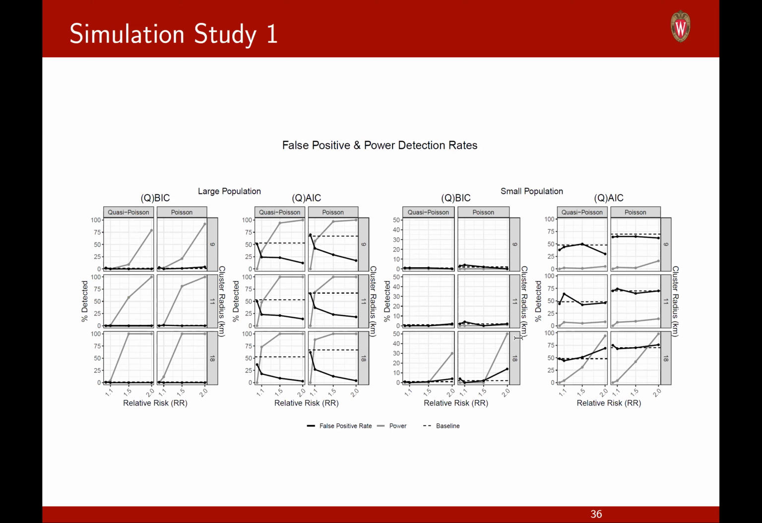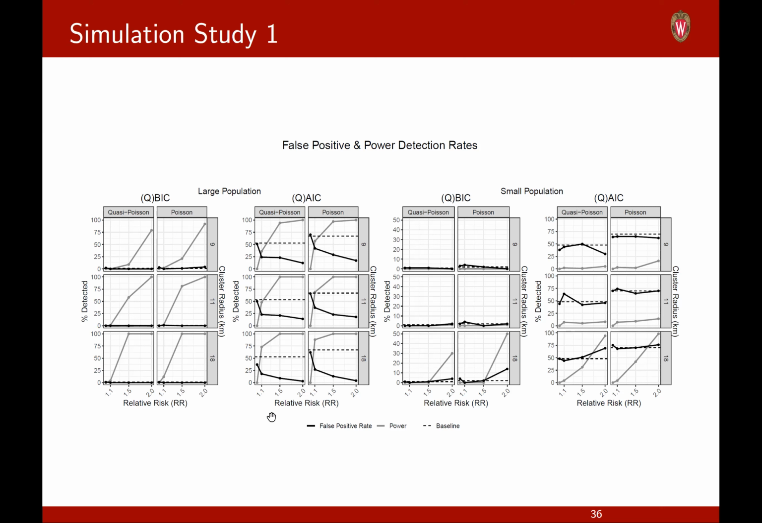Okay, so a couple of results from our simulation studies. So there's a lot, but I'll break it up piece by piece. Looking at the first 2 plots on the left where it says large population, here we're putting a cluster in a large population center. So we're thinking large observed counts, large expected counts. The 2 plots on the left, we have a detection by QBIC or BIC, and then detection by QAIC or AIC.